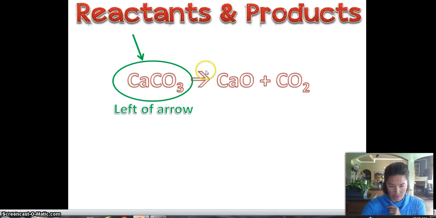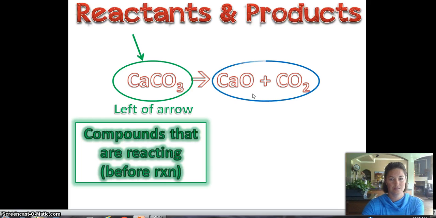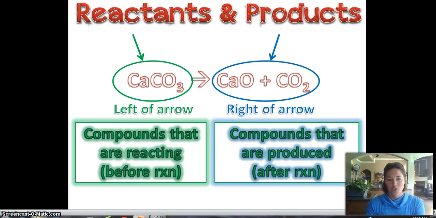There's the arrow. Every chemical equation is going to have an arrow, and that arrow is going to be the line that divides the substances that we start with, the reactants, and the substances that we end with, which are known as the products. The products will always be found on the right-hand side of the arrow. So the compounds that are reacting that we have before the chemical reaction or the chemical change takes place, those are the reactants. And then the new substances that are produced or formed as a result of the chemical change, as a result of the chemical reaction, that's what we have afterwards. Those are called the products.